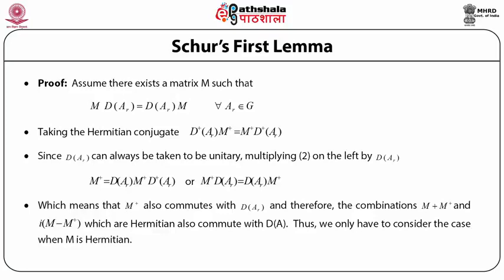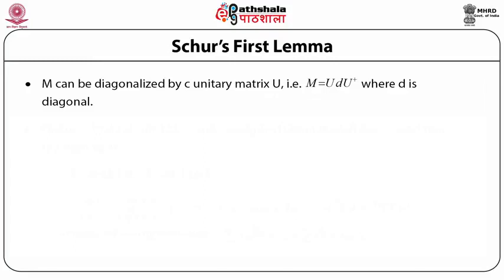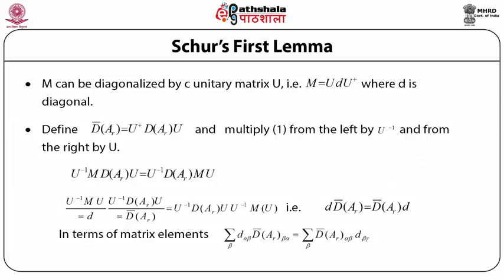So what have we learned? We have learned that we only have to consider the case when M is Hermitian. Now the matrix M can be diagonalized by a unitary matrix U. That is, M = U D U†, where D is a diagonal matrix. Let's define D bar (A_R) = U† D(A_R) U, and then we multiply from the left by U inverse and from the right by U.